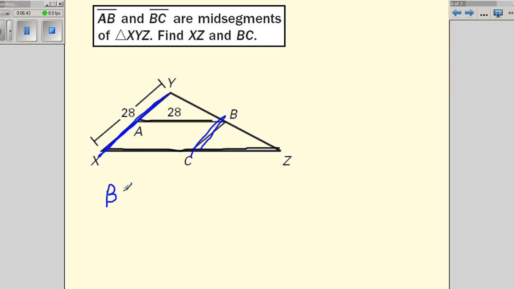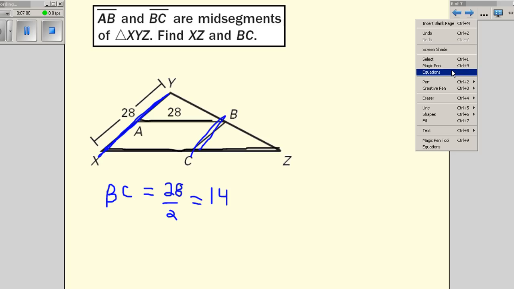So we know that the midsegment is parallel to the third side, and it's going to be half as long. So if we have XY is 28, then BC is going to be half of that. So you simply need to divide 28 by 2. And we can find out that BC's measure is going to be 14.